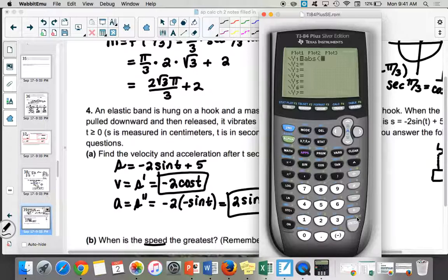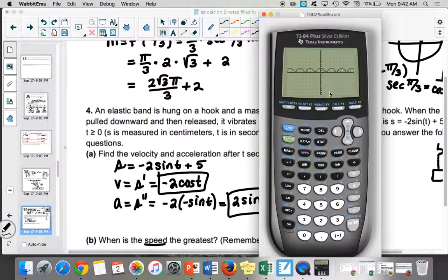So negative 2 cosine of t. Just make sure your calculator, so you might want to hit mode. Make sure yours is not in degree mode, it's in radians before you hit enter. All right, so when I hit graph, it's going to give me something that's always positive. It's always above the axis. Do you see it? Isn't it cute?